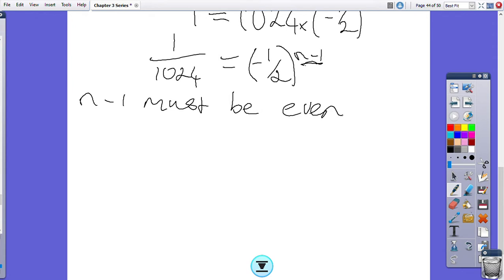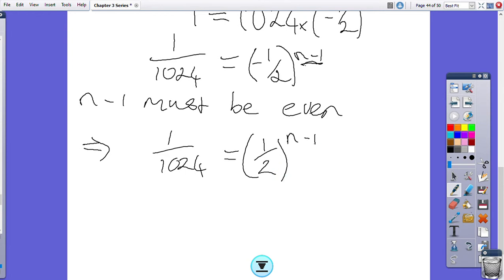But here's the other thing. If I have, say, minus 2 squared, I get 4. But that's the same as 2 squared, which is 4. Minus 2 to the power of 4 is 16, which is the same as 2 to the power of 4. So when n is even, it's the same as if you didn't have the negative there at all. So we might as well just write, therefore, or not quite therefore, that implies that a half to the n minus 1 is the same as 1 over 1024.